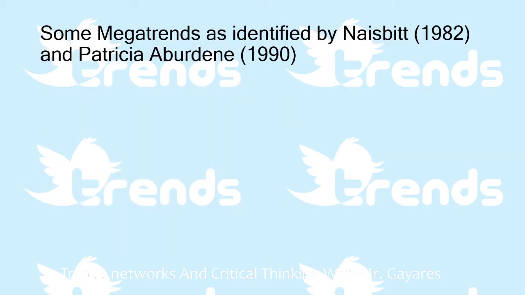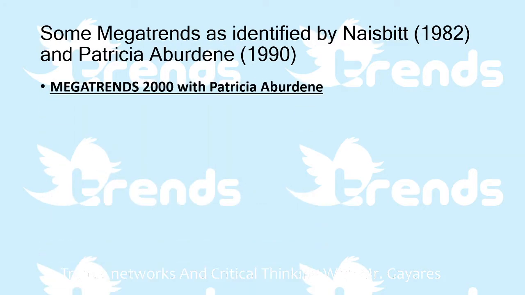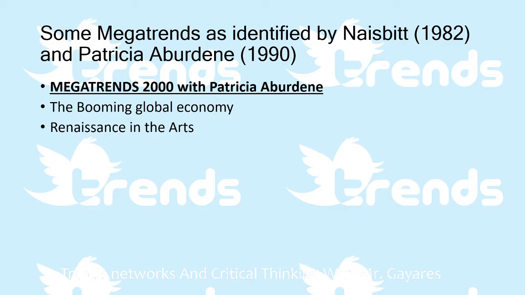Another example would be some megatrends identified by Patricia Aberden. Para sa kanya, ito yung mga indicators ng panahon. The booming global economy, that was way back 1940s, diba? Yung mga baby boomers na ngayon namamatay na sila. Renaissance in the arts, panahon ng mga classical, yung mga painter, di ba? And then emergence of free market socialism. Nagkaroon ng distortion sa free market. Naging semi-private ang mga bagay kumpara dati na it's either private or full na public.